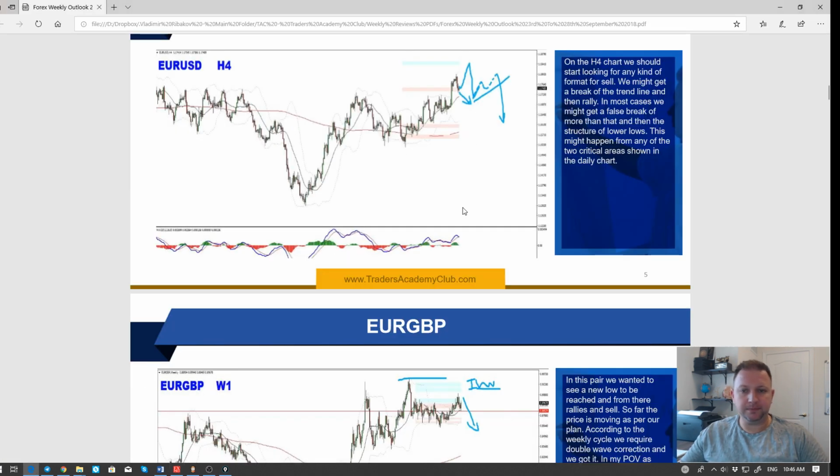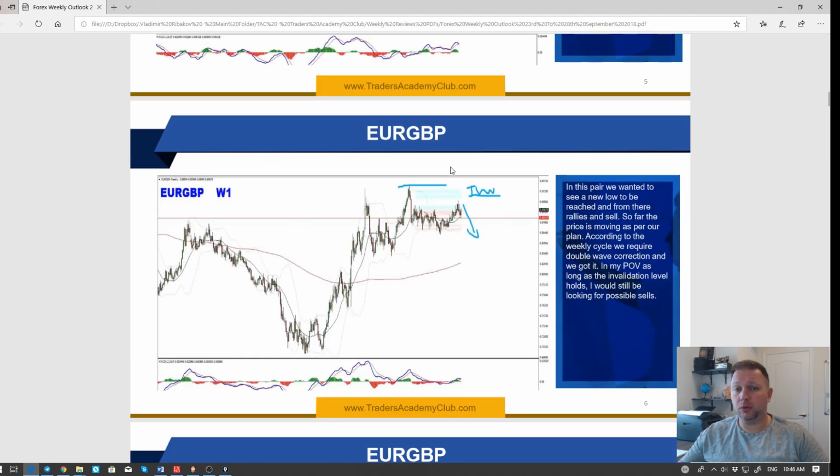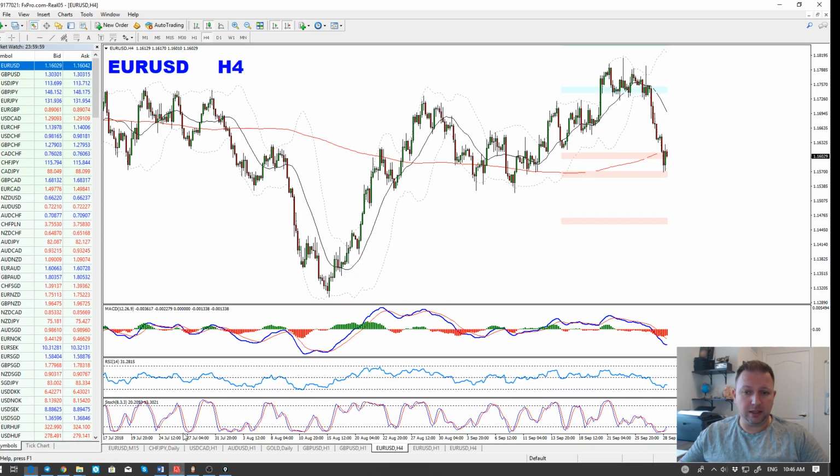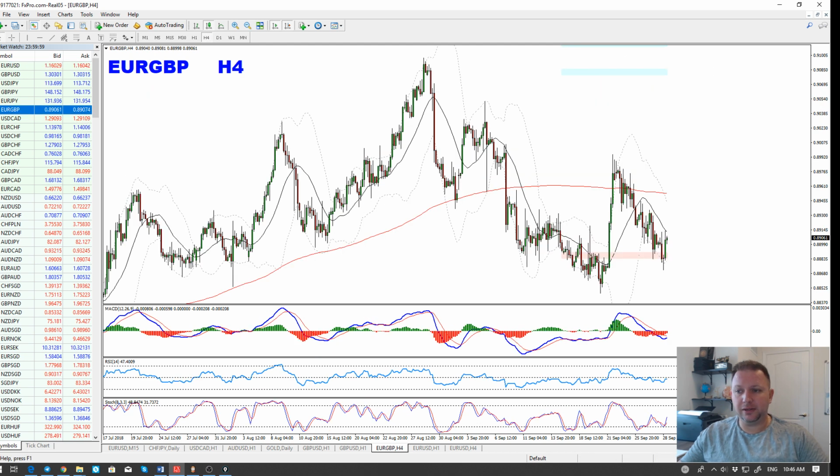Our next pair on the list is the euro versus the pound. We were after sell. Now the whole idea was to get a second leg here. That would be an ideal setup, right? 1, 2. We never got it yet. It was pretty much a straight move to the downside with the bearish hidden divergence.